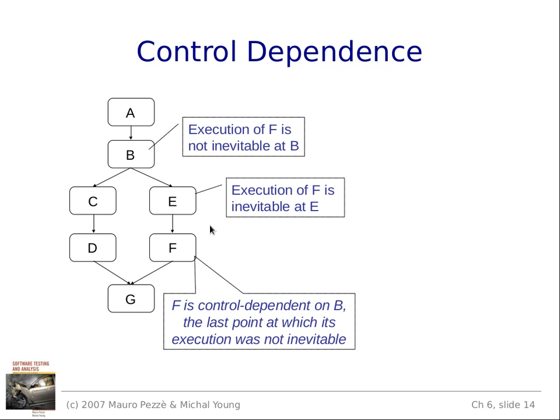Again, the picture is going to explain it a little better. Execution of F is not inevitable at B, is all we're saying, because it could take this other route. Execution of F is inevitable at E, so F is control dependent on B, because it's the last point at which execution is not inevitable. We're saying control dependent because at B it's finally decided whether F is going to be executed or not.